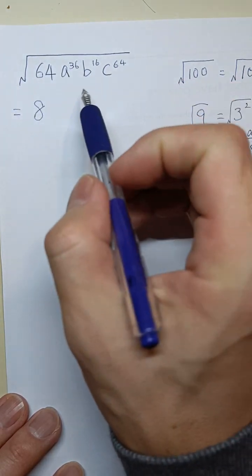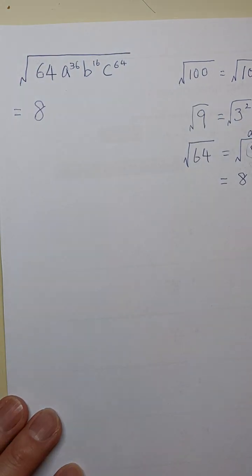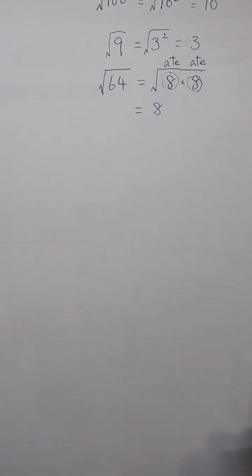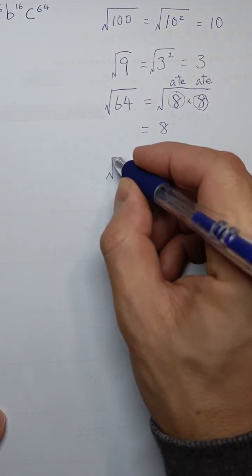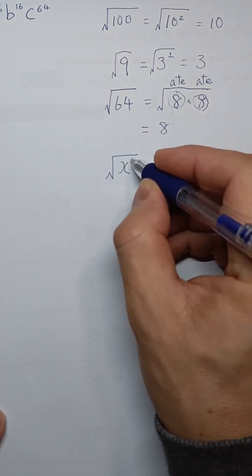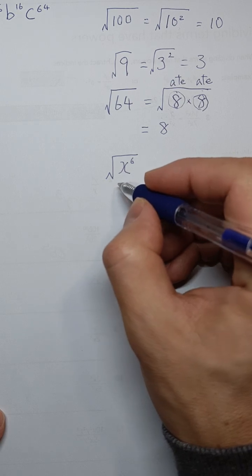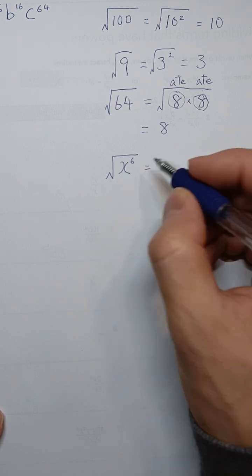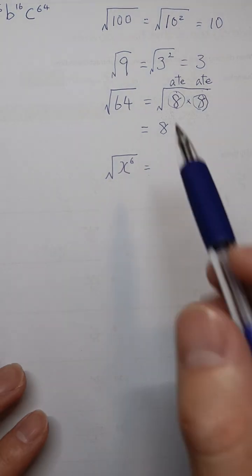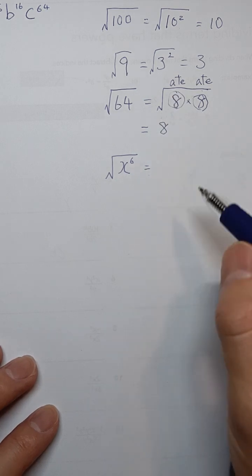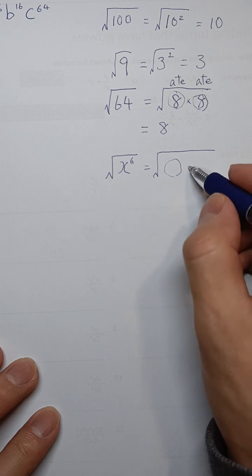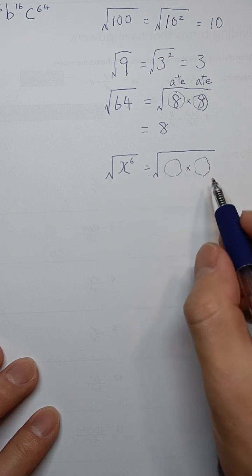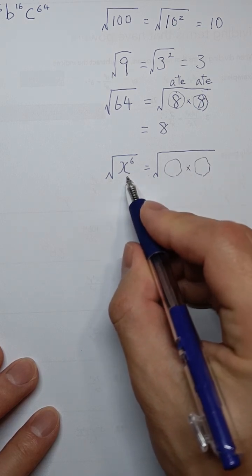Then now I will explain about the variable, which is the letter part. For example, x to the power of 6. And then if you put a square root on top, what's going to happen? So the basic rule is the same. Square root means some number times the same number together gives you x to the power of 6.